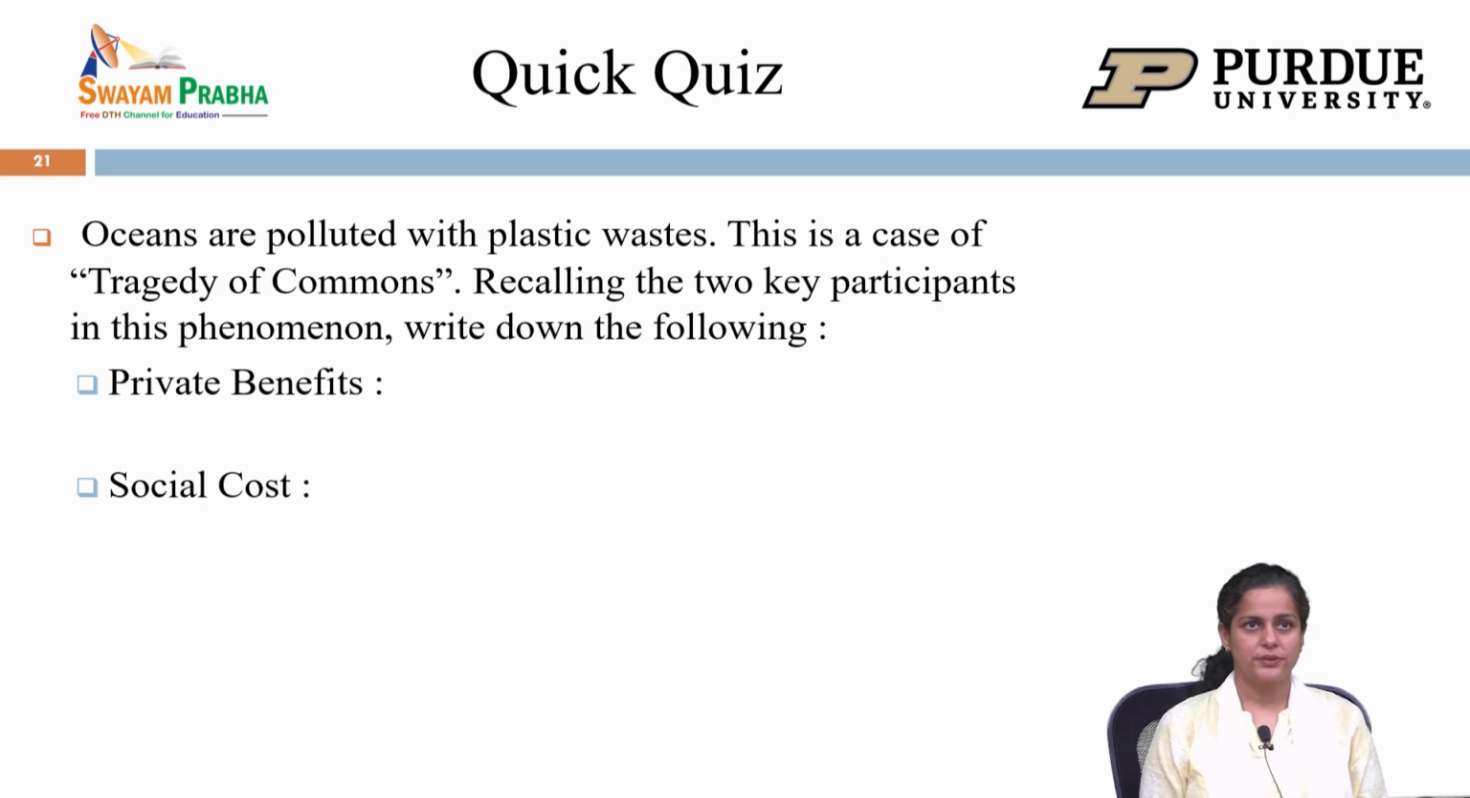The first question here is, oceans are polluted with plastic wastes. This is considered a case of tragedy of commons. Recalling that there are two key participants in this phenomenon, write down the following. First, the private benefits, and then the social cost. Take 30 seconds.